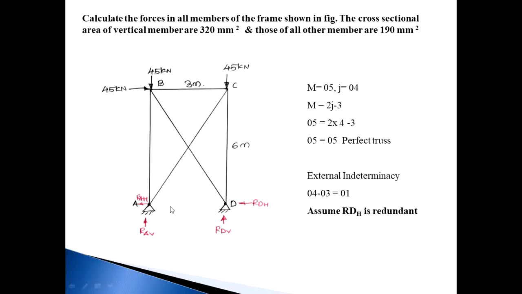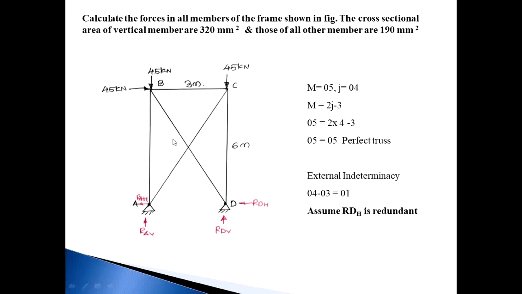For a hinge support, the number of reactions is 2, that is vertical and horizontal. So the total number of reactions at A is 2 and at D is 2. The total number of reactions is 2 plus 2, that is 4. And we know the number of equilibrium equations is 3. So 4 minus 3 is equal to 1.